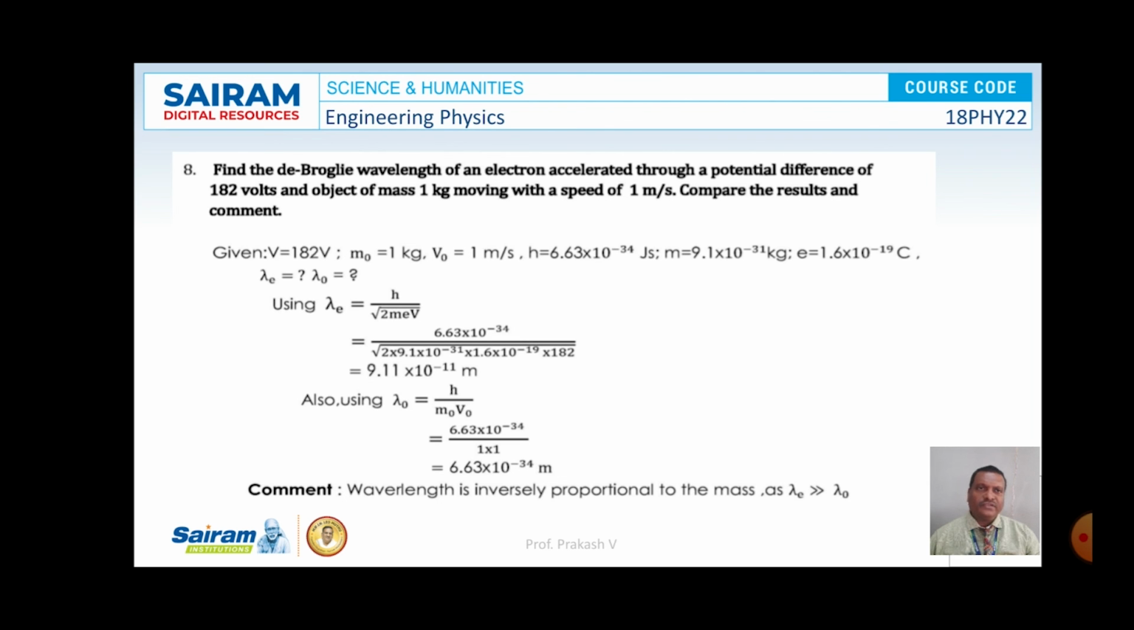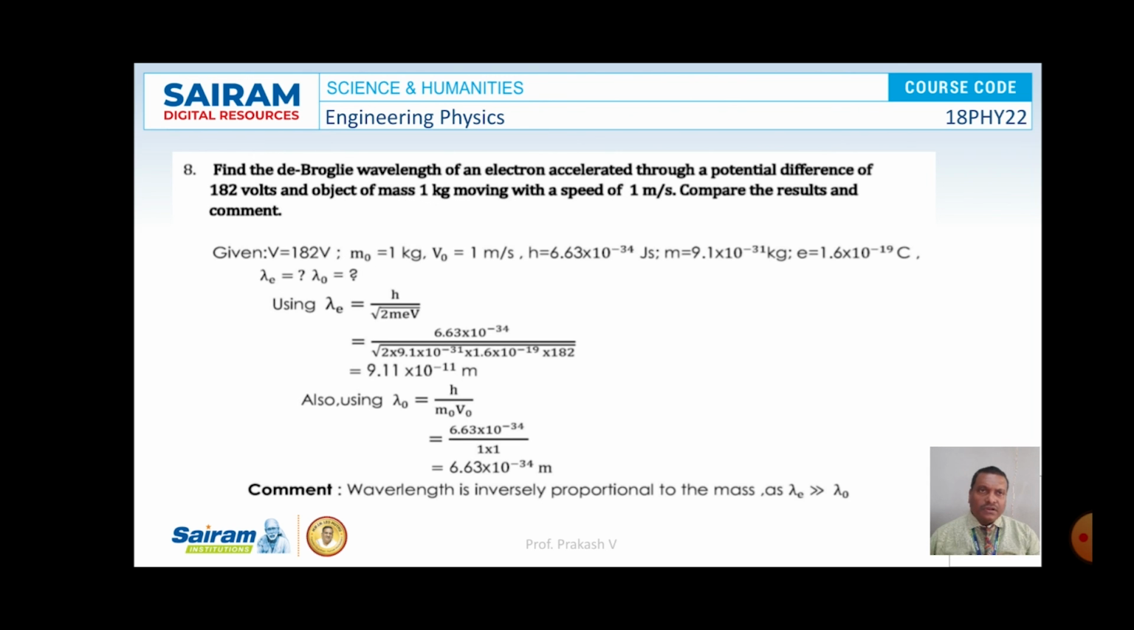On simplification, the value of lambda E is found to be 9.11 into 10 to the power minus 11 meter. So this is the wavelength associated with the electron.